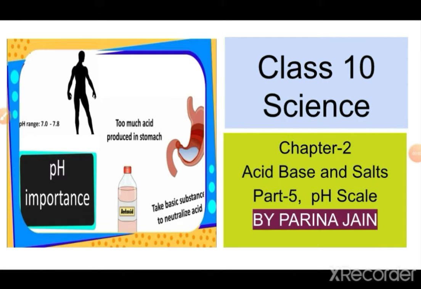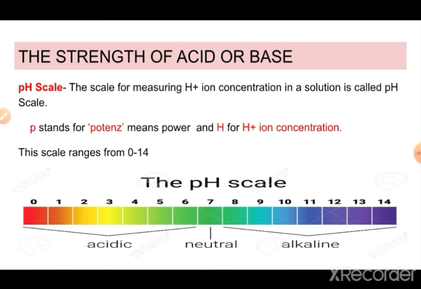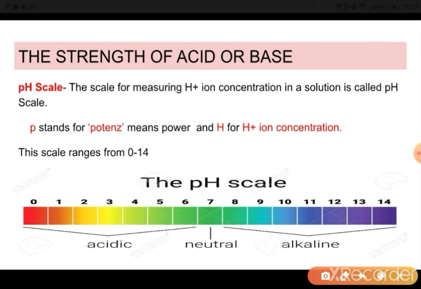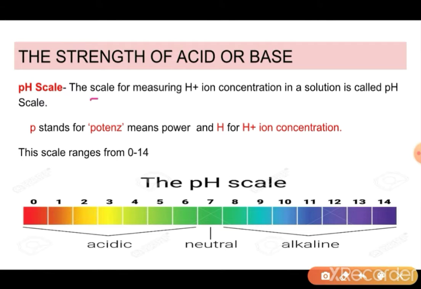So here I am with my next video, that is part 5 of acids, bases and salts. In this video I am going to explain to you about the pH scale. So let's start. First of all, let's understand what the pH scale is. The pH scale is a scale for measuring H plus ion concentration in a solution.